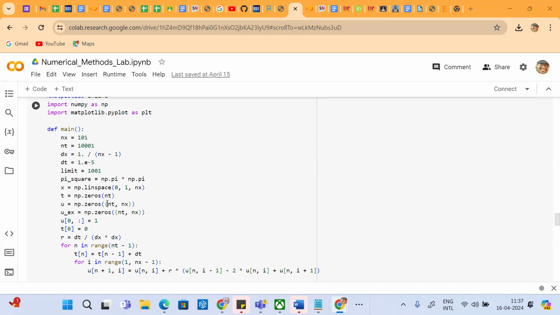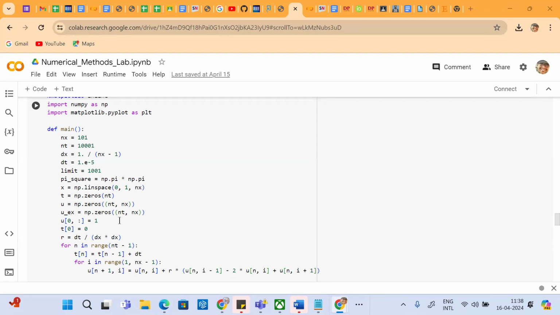But I am saying that I want to define my array with some predetermined values, and then throughout my looping process I am going to update them. That is the basic idea. So similarly for T and U, it is a matrix of zeros with NT rows and NX columns. U exact also you are defining as NT comma NX zeros. Now we will update it using the exact solution.